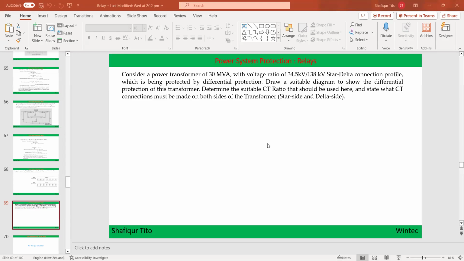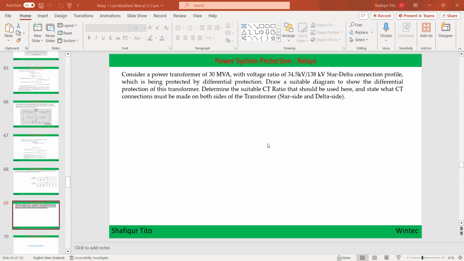And in that solution last week, I forgot to consider the three-phase calculation, so I will make the correction. I apologize for that mistake in the first place. So we will try to sort it out here today. So this was the problem.